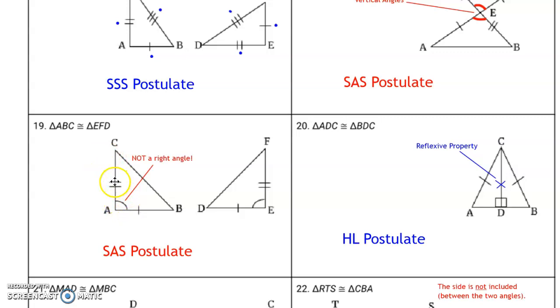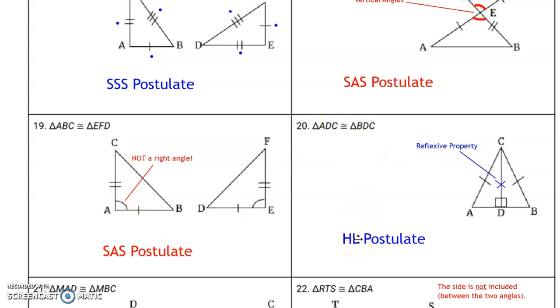Anyway, I know that this is a side, this is an angle, and this is a side, so side, angle, side postulate. We call this angle in the middle an included angle. An included angle is between the two sides that are known. So included angles are between the two sides. If we knew this angle out here, this would not be an included angle because it's not between the two sides.